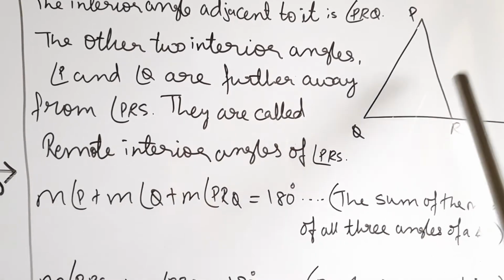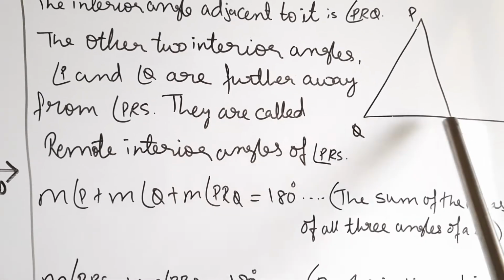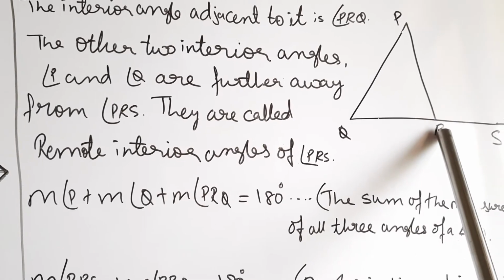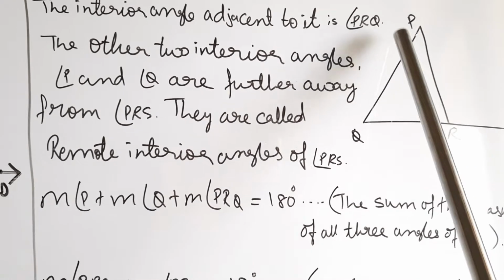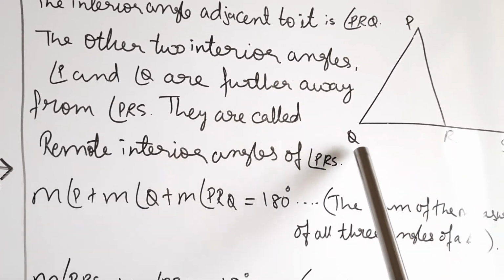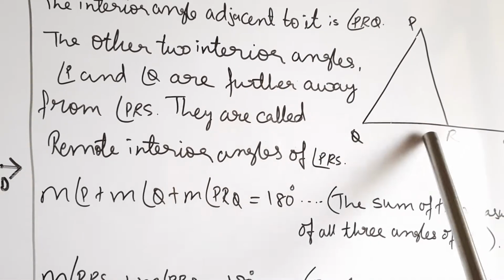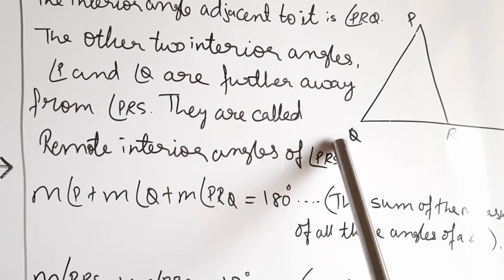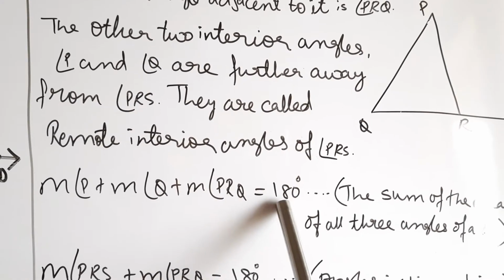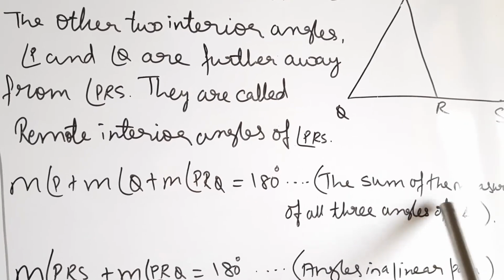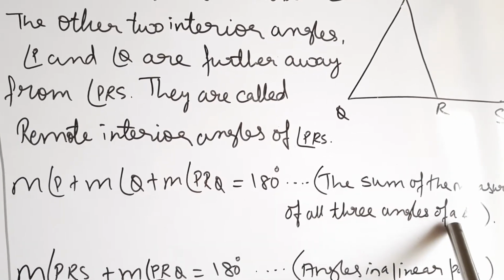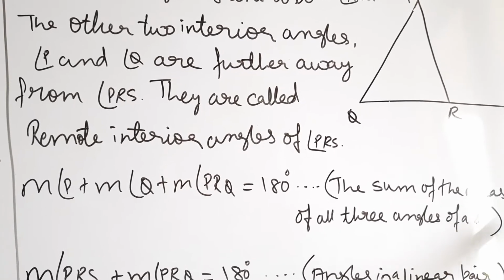Measure angle P plus measure angle Q plus measure angle R, or in other words, measure angle P plus measure angle Q plus measure angle PRQ is equal to 180 degree, with the condition the sum of the measures of all the three angles of a triangle is 180 degree.